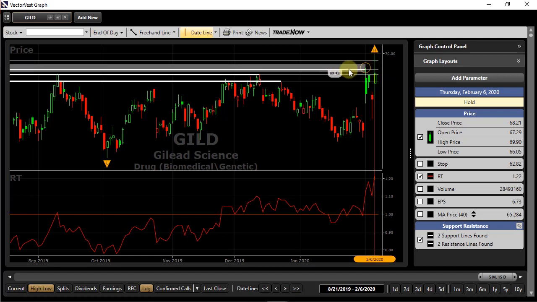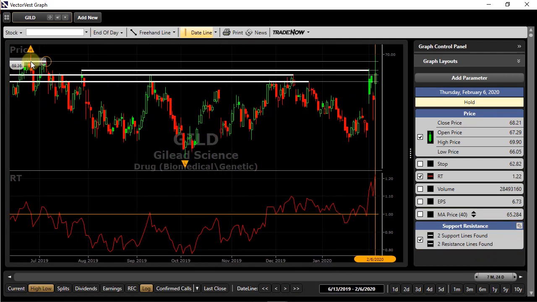If you really think about it, there's resistance at 69.54. The stock's at 68.21. Here's another resistance level if I pull this out further. So I don't have a ton of upside here. So this is not a search where you just blindly buy the top stocks that come up in the list. You do a little cherry picking. I don't like this one.